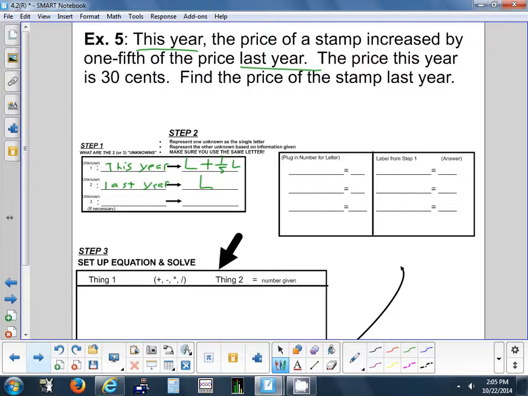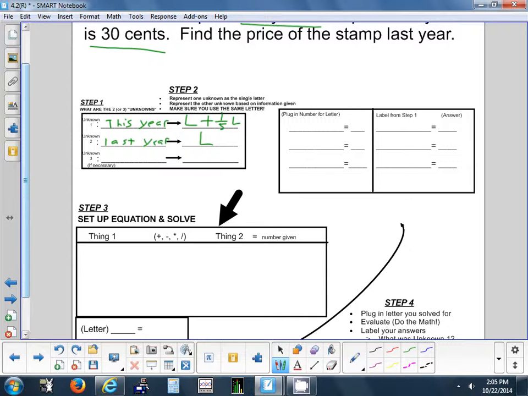All right, now this is the part that's a little different, because they're telling us one of the two things. The price this year is 30 cents. How did we represent the price this year? What's our expression for this year's price? We have it written right there. L plus 1/5 L. There you go. That's this year's price. L plus 1/5 L equals.